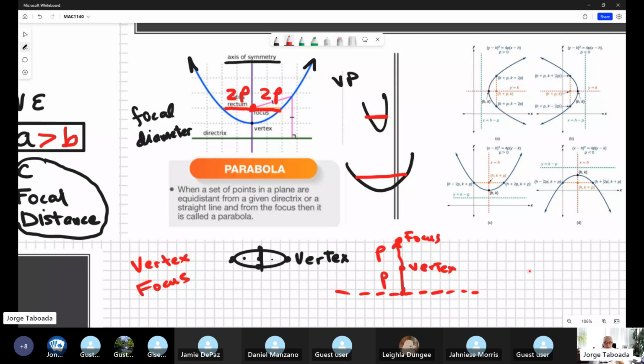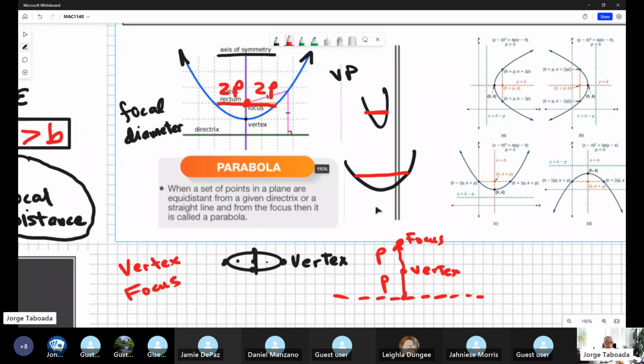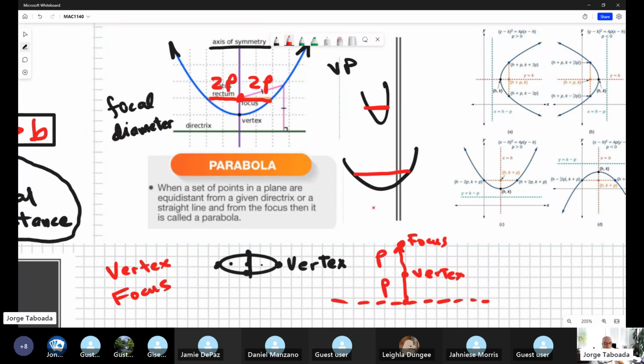Okay, let me summarize the segment. This segment is P. This segment again is P. In total, together it is 2P. And you get that point. By the way, that point is called the endpoints of what? Of the focal diameter.